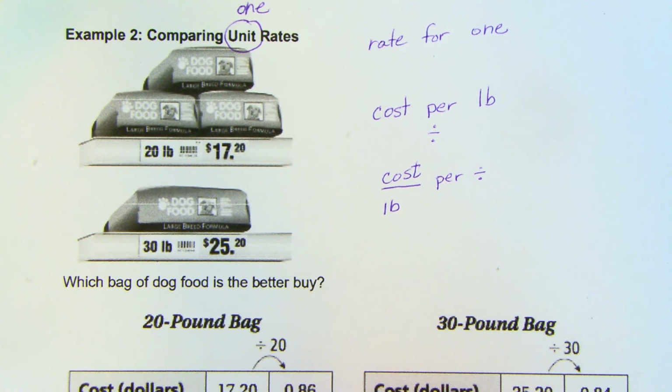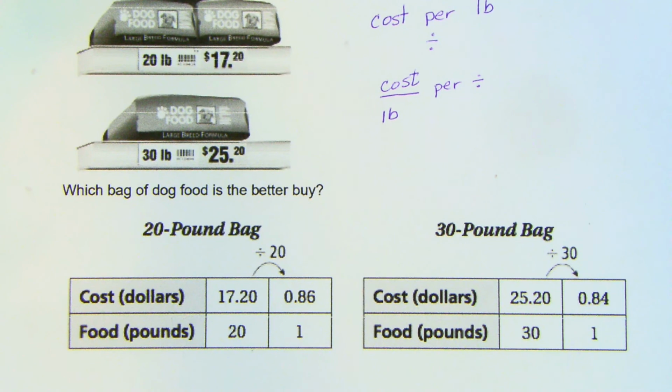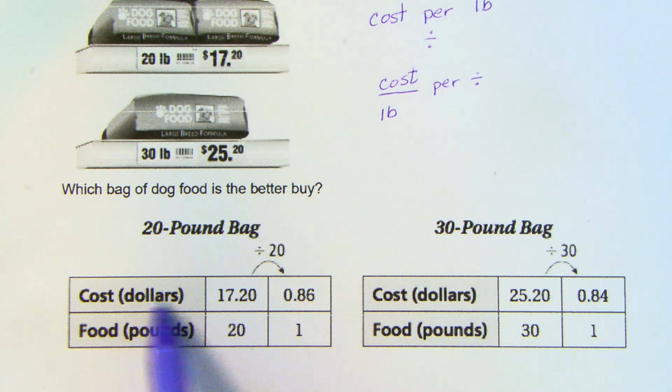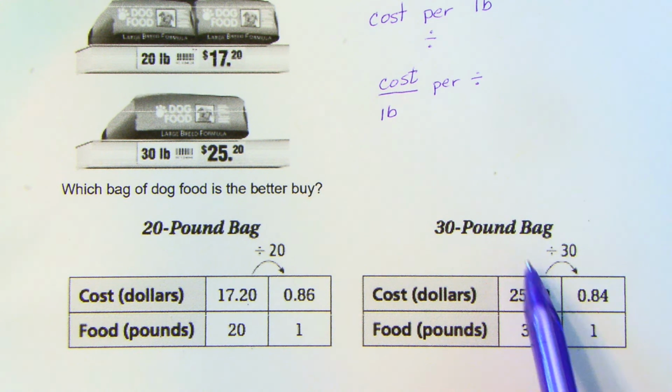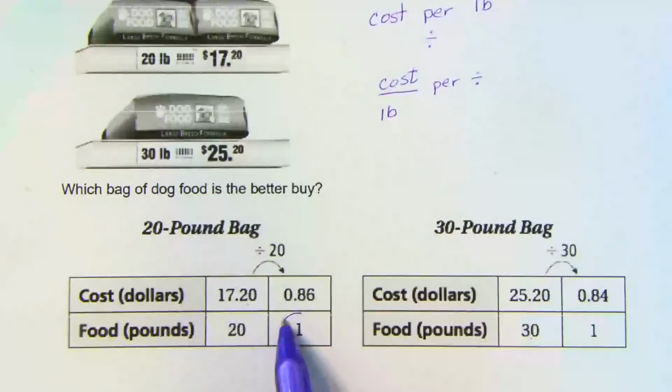So to set this problem up, they've again used a ratio table. They start out with the cost per pound. The 20-pound bag is $17.20 for 20 pounds. And the 30-pound bag is $25.20 for 30 pounds. So just organize your information first so that you can compare the two things. Now where you're going is you want to find the cost for 1 pound.